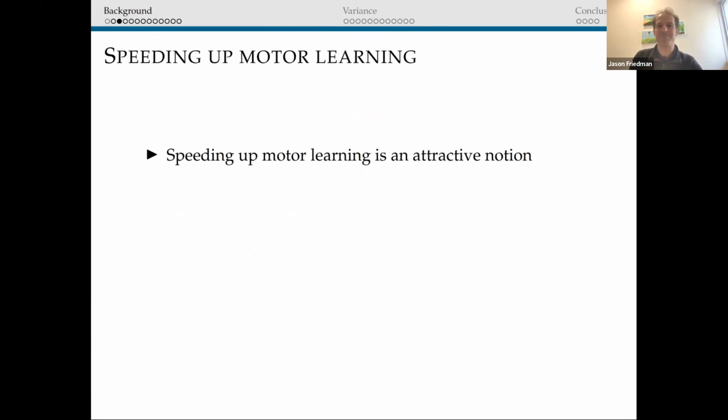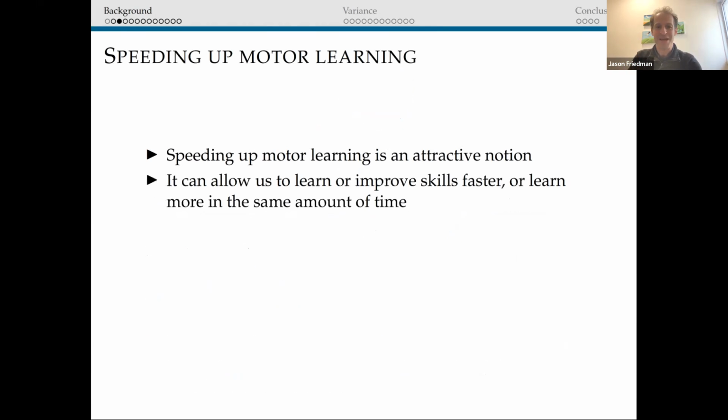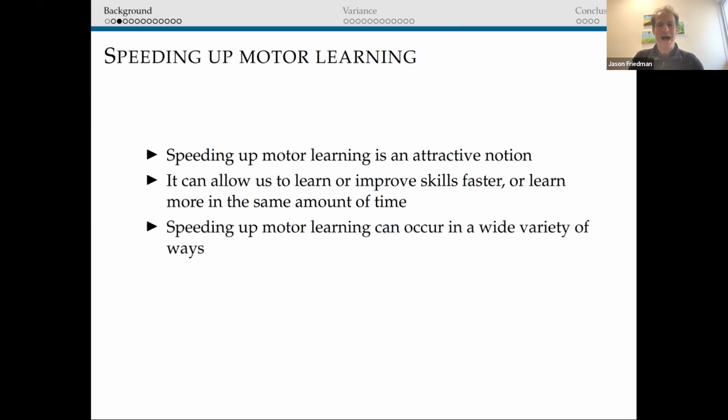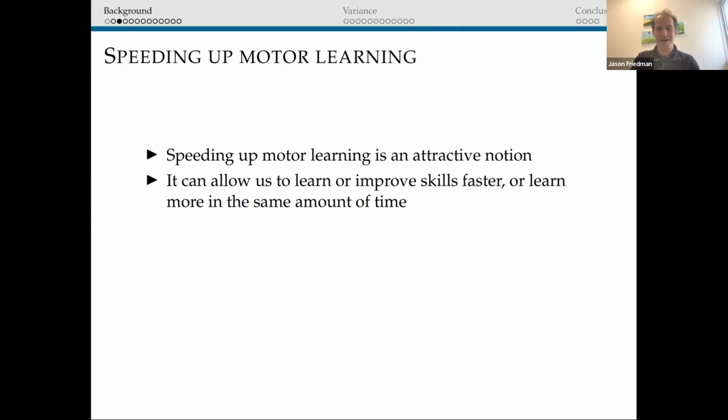Now, the notion of speeding up motor learning is an attractive notion for many reasons. We never have enough time to do anything these days, so it can allow us to learn or improve our skills faster, or just to learn more in the same amount of time. If we're in a rehabilitation setting and you have 1 hour with a physical therapist or occupational therapist, the more you can learn in that hour, of course, the better. And there are a number of ways of speeding up motor learning. Lots of people have looked at this topic in the past.